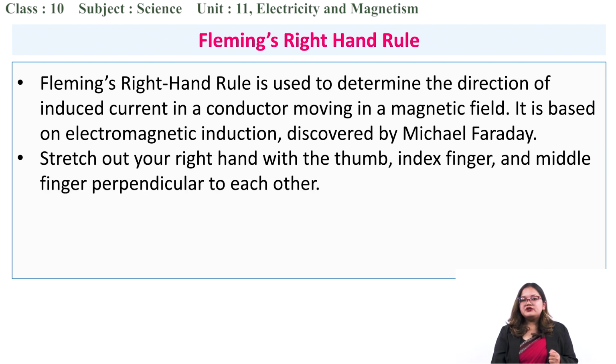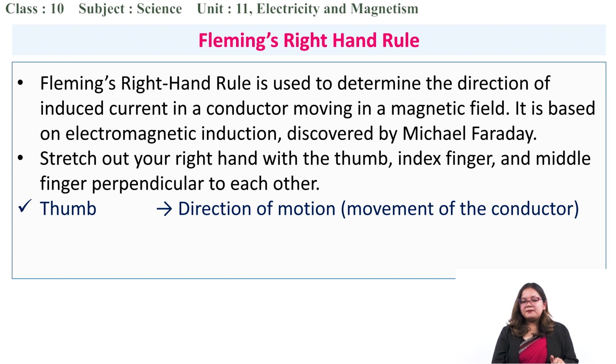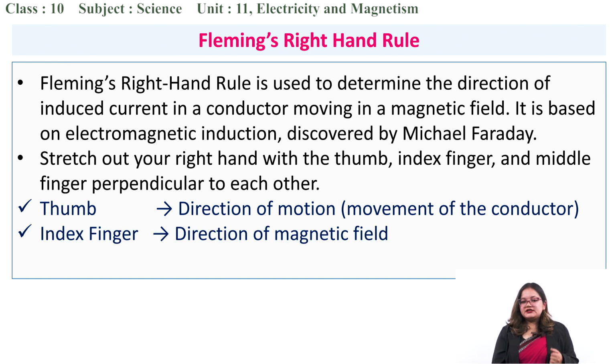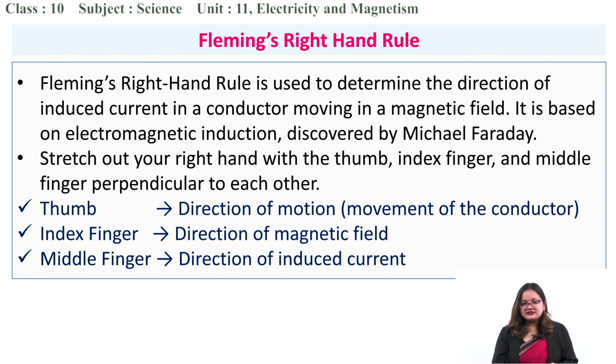Another one, how did we do this? We stretched our right hand with the thumb, index and middle finger perpendicular to each other. I mentioned that, right? And these are the points that you should remember. Thumb is the direction of motion, index finger is the direction of the magnetic field, and middle finger shows the direction of the induced current. So the direction of the current is also dependent on the direction of motion.